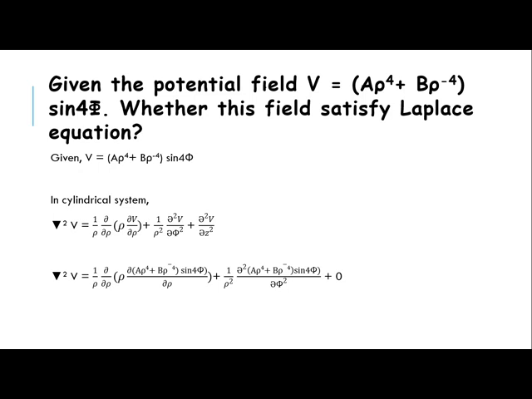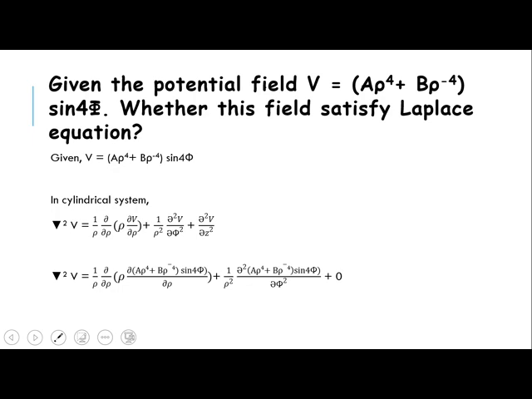From the given equation, it's very clear that the potential is not varying with respect to Z coordinate. So the del square V by del Z square term will be 0. You can see here that term is 0. Now, how to double differentiate this?